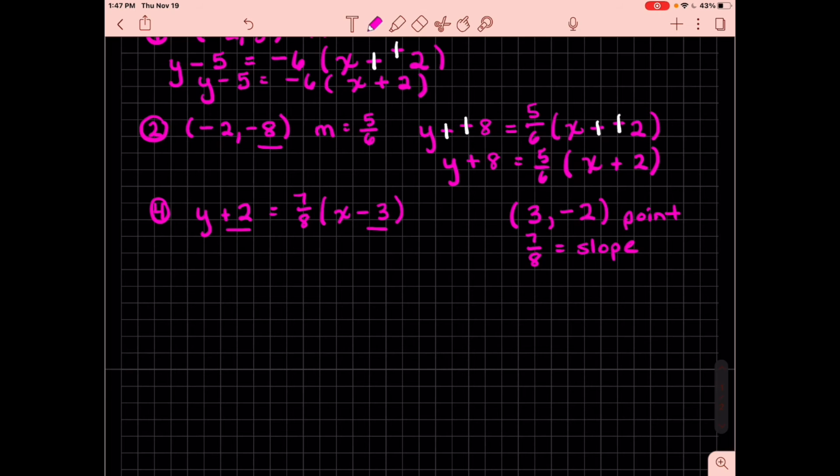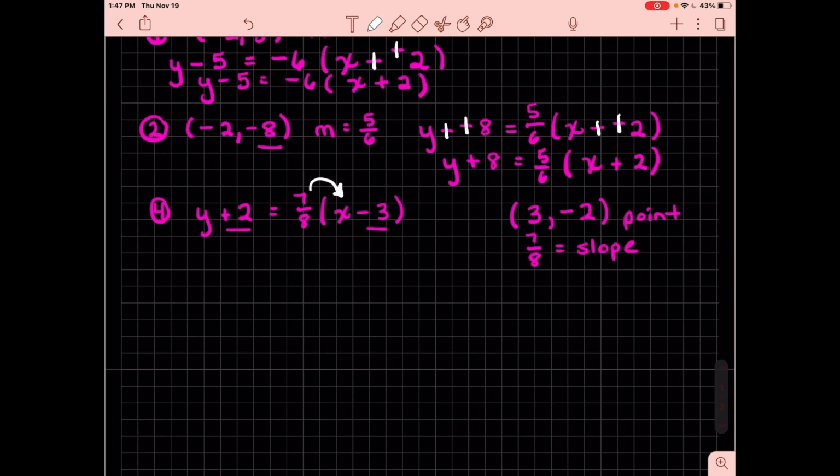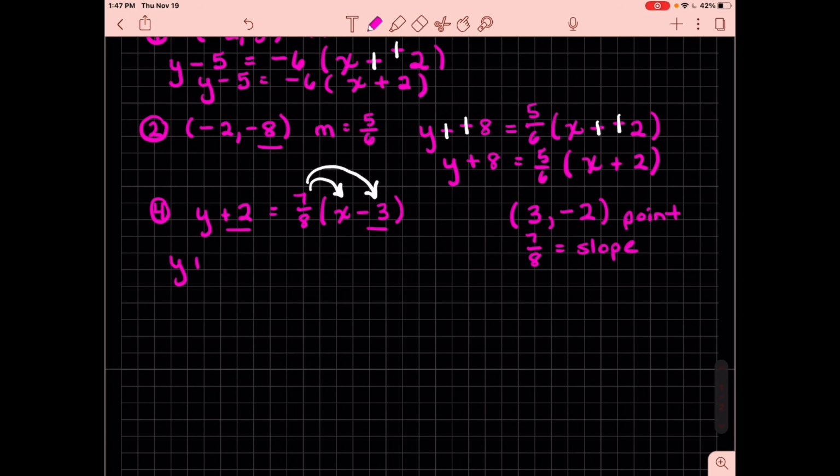But we're going to rearrange this into standard form. So I'm going to start by kind of undoing the parentheses. I'm going to use the distributive property. And I'm going to get y plus 2 equals 7/8 x minus, I'm going to wish I had my calculator with me, 21/8. I'll see how this goes. And then I need to subtract 2. Oh, no, wait. I started to go to slope-intercept form, which is really common, but I'm going to standard form. So standard form is this, ax plus by equals c.